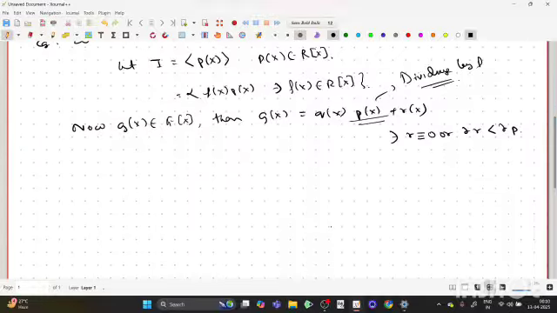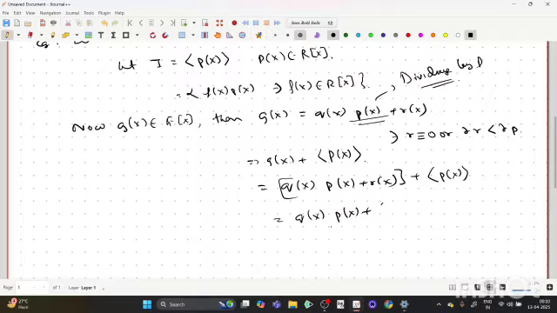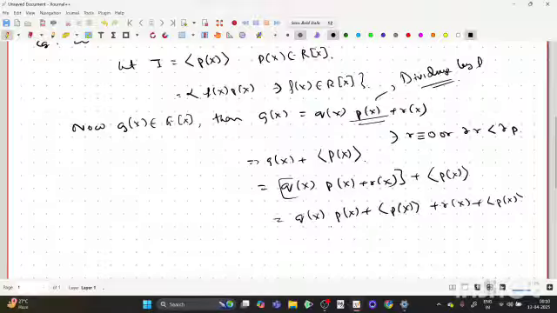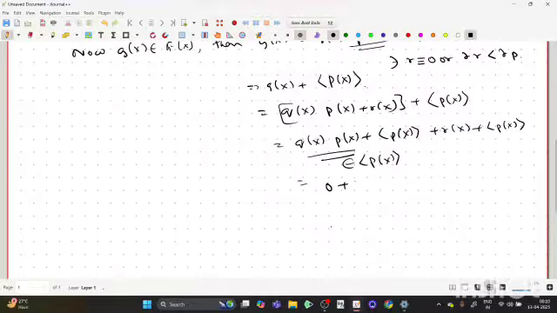Now observe, what should g(x) plus the ideal generated by p(x) look like? This is exactly equal to q(x)p(x) plus r(x), plus the ideal generated by p(x). So this is basically equal to q(x)p(x) plus the ideal generated by p(x), plus r(x) plus the ideal generated by p(x). But then q(x)p(x) is inside the ideal generated by p(x), so it will collapse to simply the ideal generated by p(x), or rather 0 plus the ideal generated by p(x), plus r(x) plus the ideal generated by p(x).